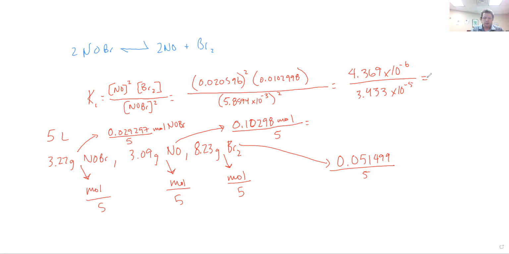Now I'll plug all that in. I just had to pause because I wanted to make sure that I plugged all my numbers in right. 4.369 times 10 to the negative 6th divided by 3.433 times 10 to the negative 5th. That gives us 0.127264783. Mastering Chemistry is asking for a slightly different answer. It's asking you to basically round that answer down. But that's effectively our case of D.